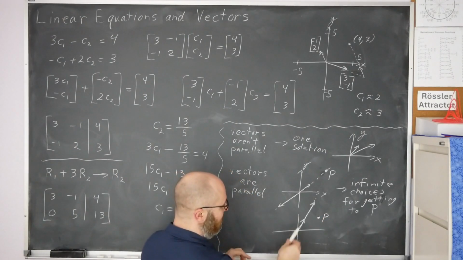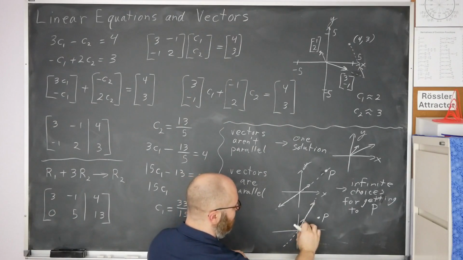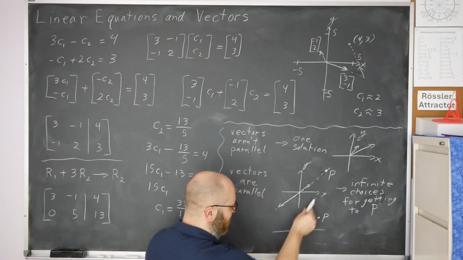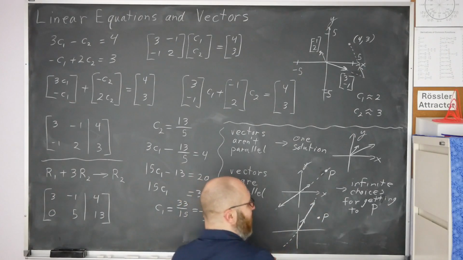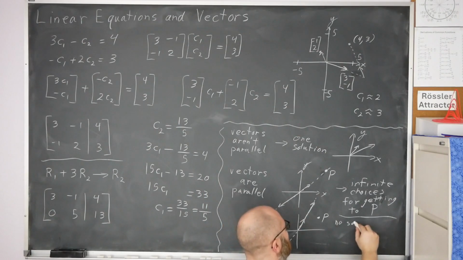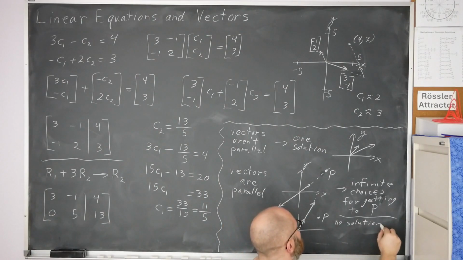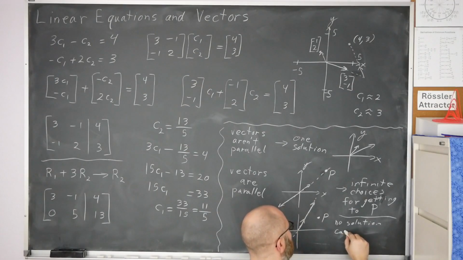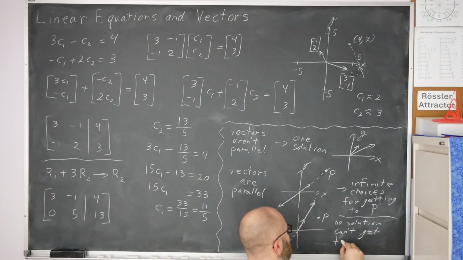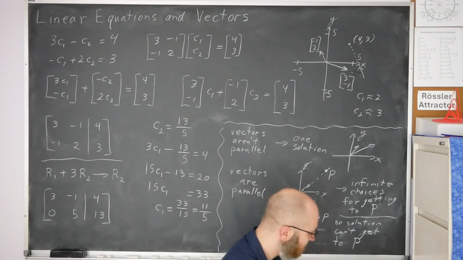It's impossible, because if I multiply this vector by a number, I end up on this line. If I multiply this vector by a number, I end up on this line. If I add the two vectors together, I end up on the line. There's no way to solve for P. No solution. Can't solve for P. Can't get to P. The point P.